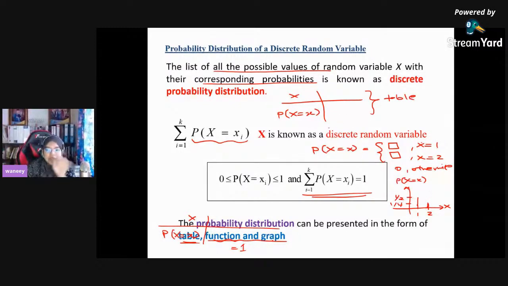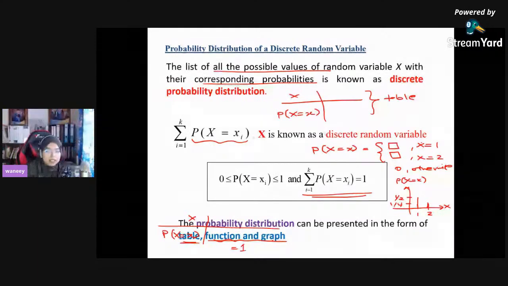Okay, so we can represent them using three forms. Either you can use a table, a function, or a graph. Normally, the question will specify whether they want a table, a graph, or a function. Normally, the question will say what they want.